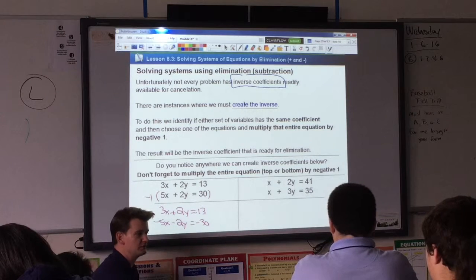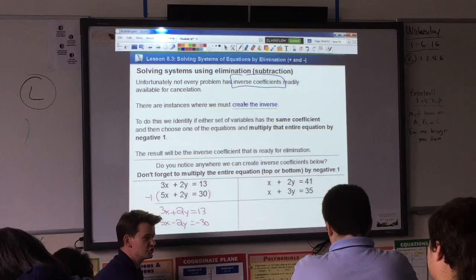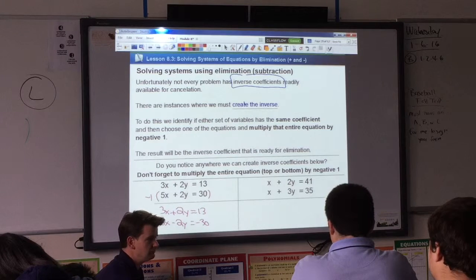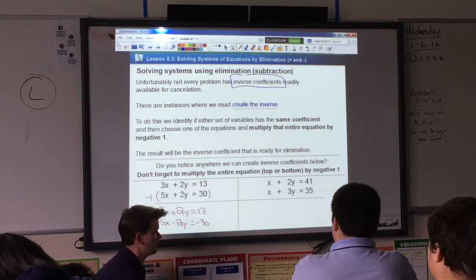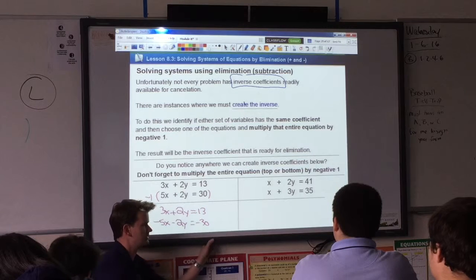So if you understand how to multiply by negative 1, that's about as challenging as this lesson gets. Next time, this might be an extra step on the next lesson, but we'll worry about that when we get there. Right now, let's focus on this.